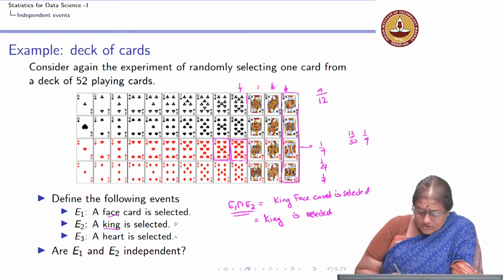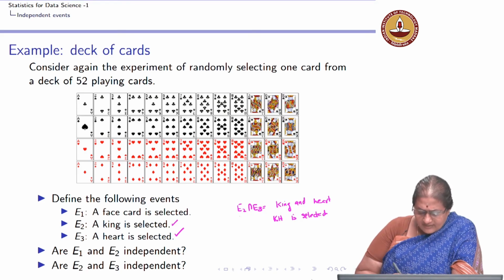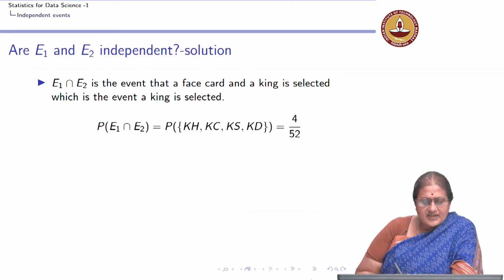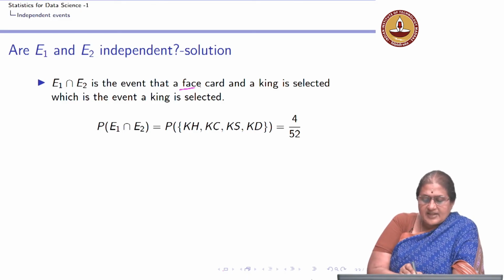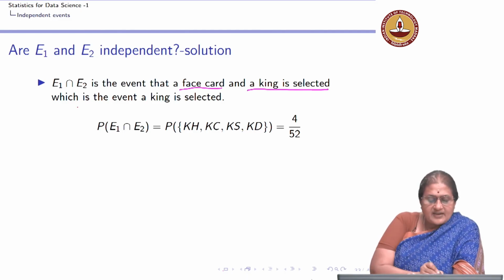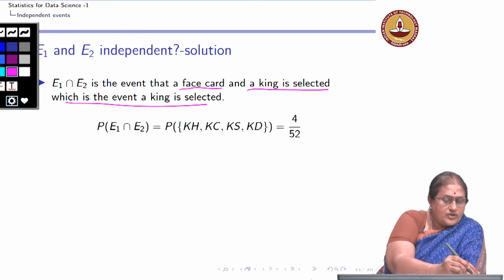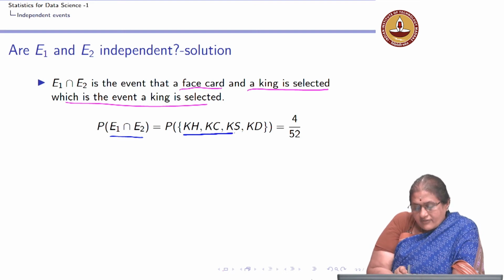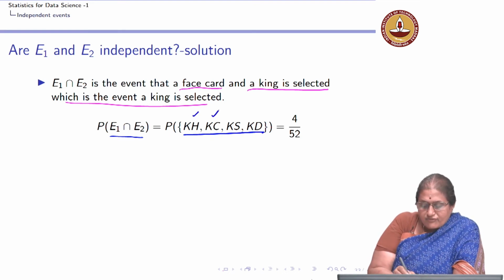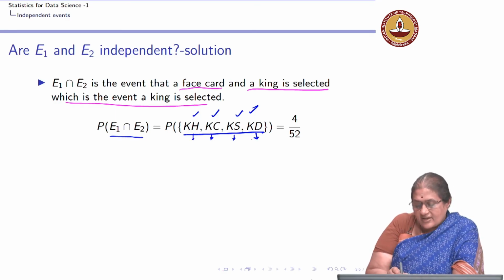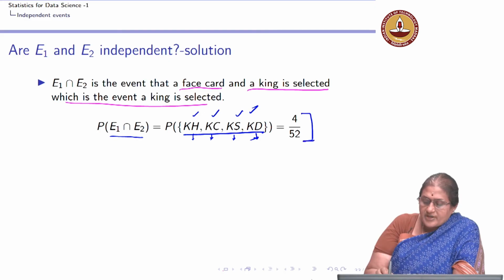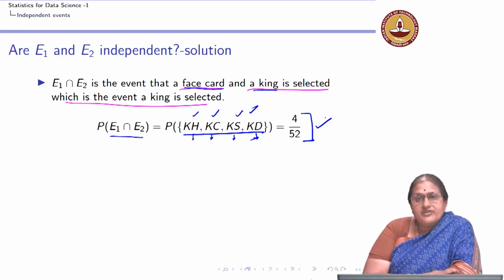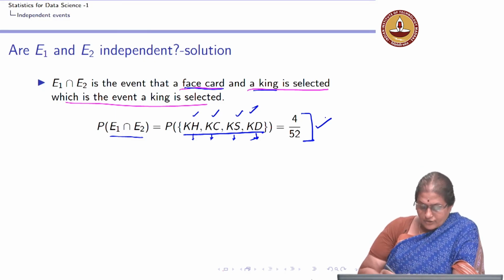Is that clear? So, now let us move forward and verify this. E1 intersection E2 is the event that a face card and a king is selected. We know that this probability is nothing but the probability of having a king. We know there are 4 king cards: king of hearts, king of clubs, king of spades and king of diamonds. Hence, the probability of a face card and a king is the same as the probability of a king, which is 4 by 52.